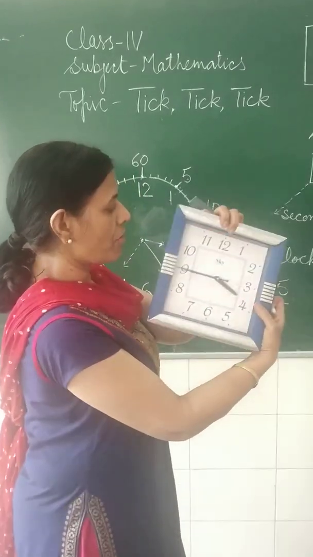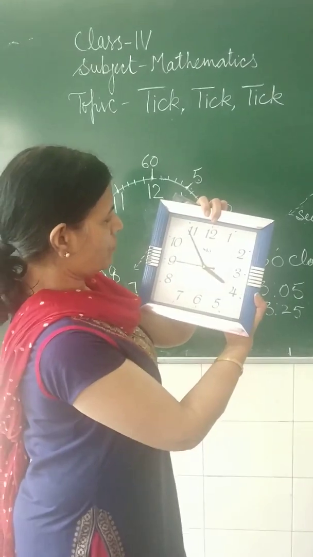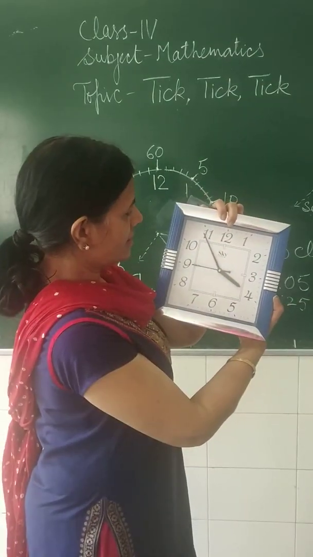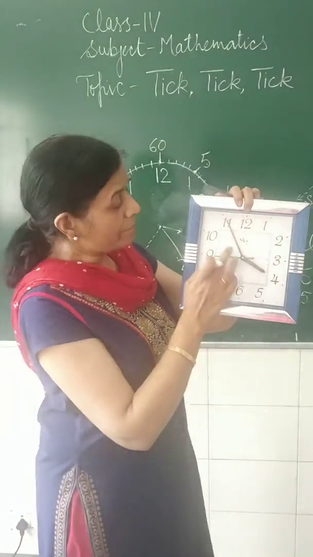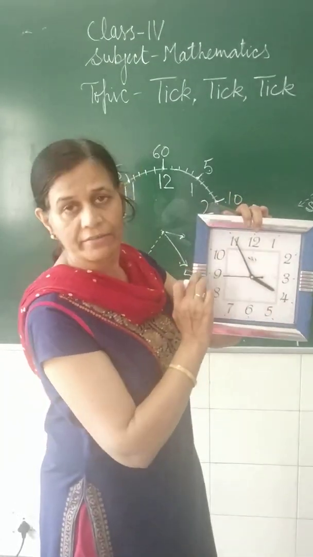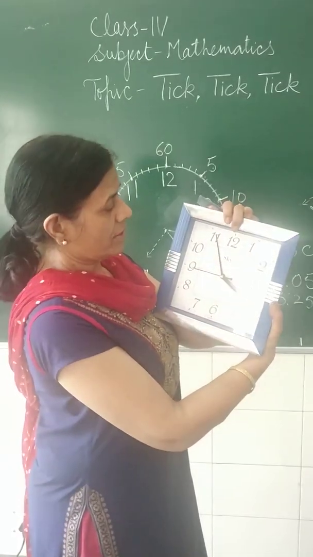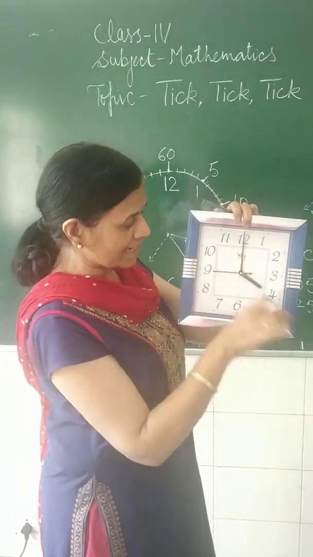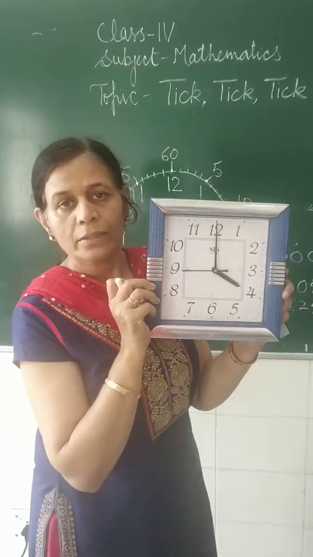Again I will round this clock. Suppose this is a time. This small hand is almost at 4, but big hand is at 11. It's not 4 o'clock. It is 3:55. So still 5 minutes to 4. Now you can see small hand has exactly come on 4, and the time is 4 o'clock.